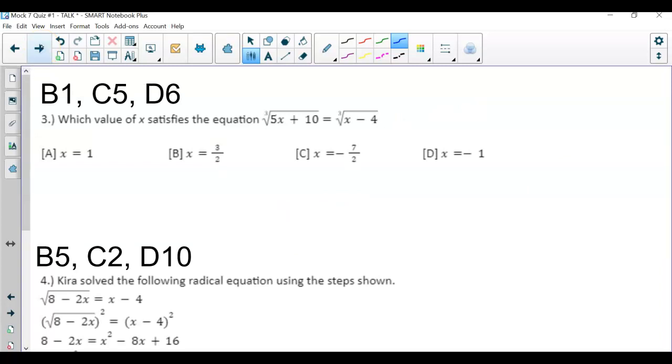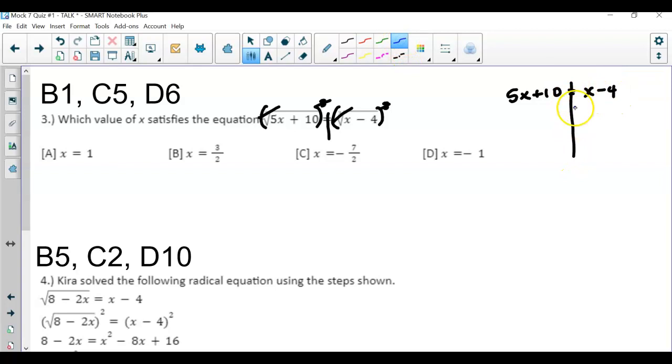Now look for your question number 3 on your version. And here we're solving for x. Well, notice how both sides of the equation do have that cubed root. So to get rid of the radical, we're going to raise both sides to the third power. Now that both sides have been raised to the third power, the radical cancels out, and we're left with solving 5x plus 10, which is equal to x minus 4.